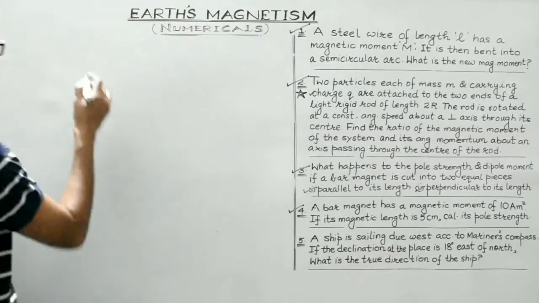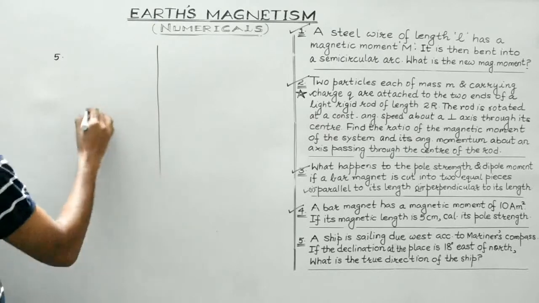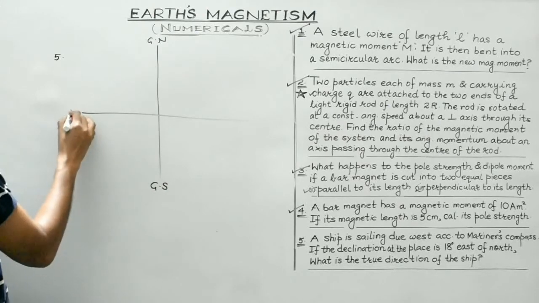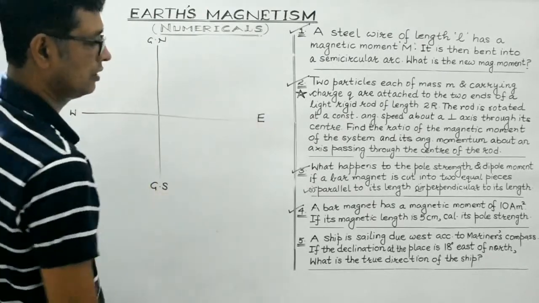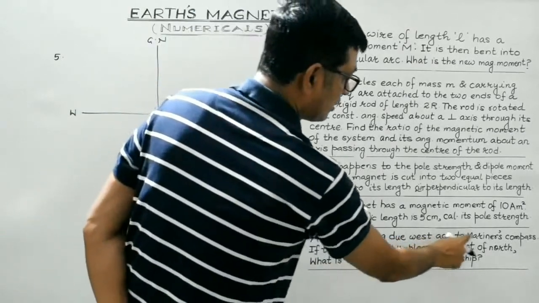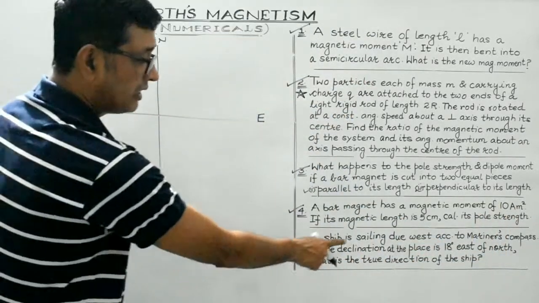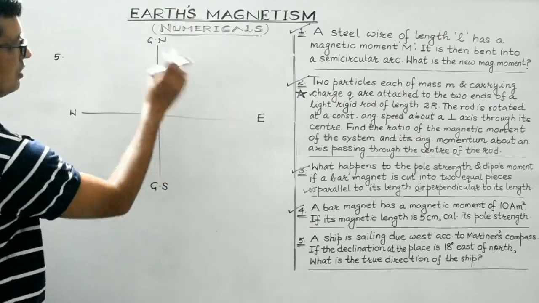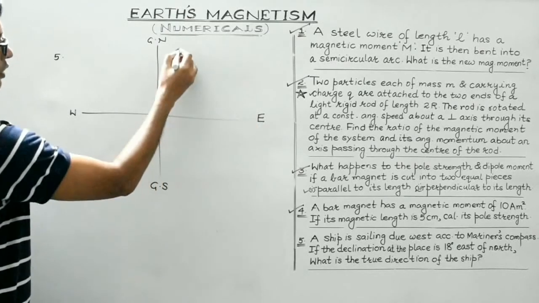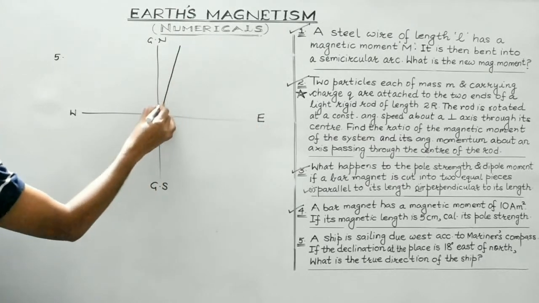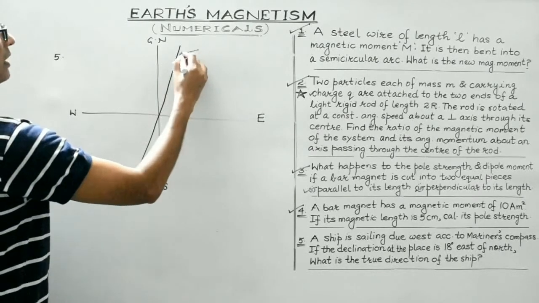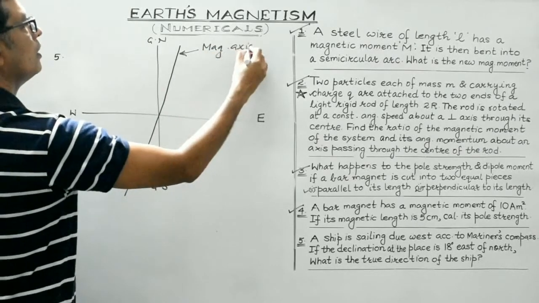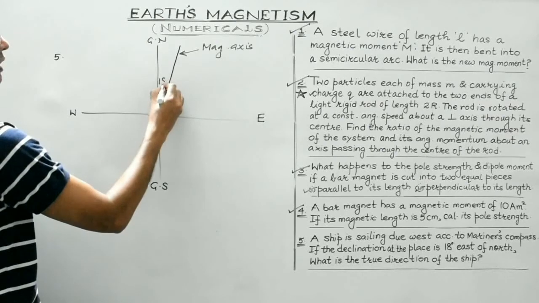So let's make use of this concept. This is geographical north, this is geographical south, this is geographical west, and this is geographical east. Now, a ship is sailing due west according to the mariner's compass, and the declination at that place is 18 degrees east of north. This is north and 18 degrees east of north. So this must be the magnetic axis or magnetic meridian. So this angle is 18 degrees.